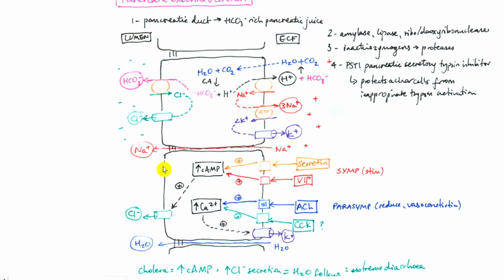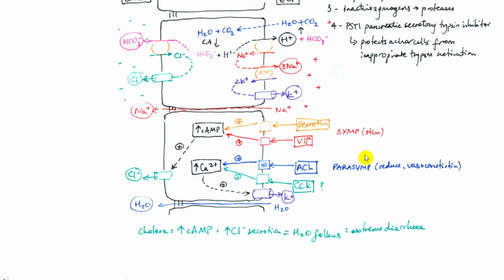Now, how is this controlled? So there's sympathetic and parasympathetic control. Sympathetic control involves vasoactive intestinal peptide, which acts on its receptor and increases cyclic AMP levels in the cell. Secretin also increases cyclic AMP levels in the cell and increases the CFTR, the chloride membrane channel, which causes more Cl- to be secreted into the lumen.